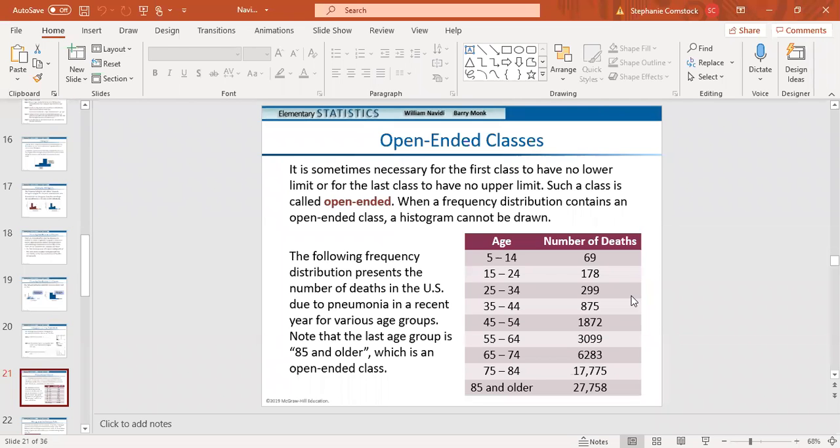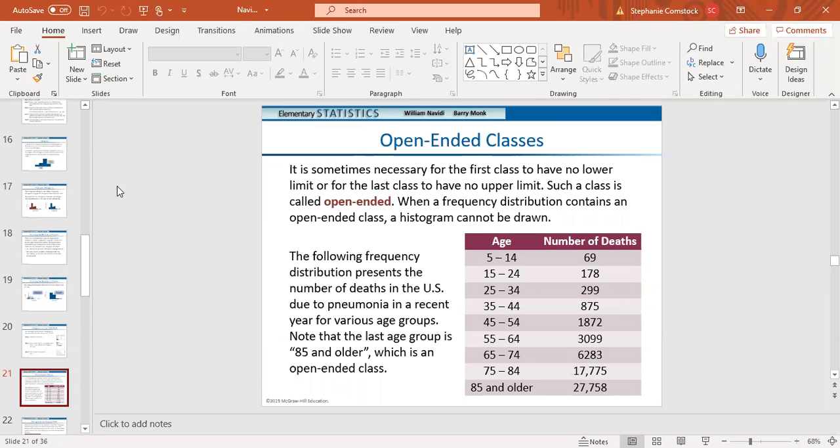Okay, so we're going to look at a couple more things dealing with our histograms and our frequency distributions. Sometimes what will happen is you will have either a first class or a last class that's called open-ended. With the example we've got here, we've got 5 to 14, 15 to 24, 25 to 34. Notice that our class width is 10.